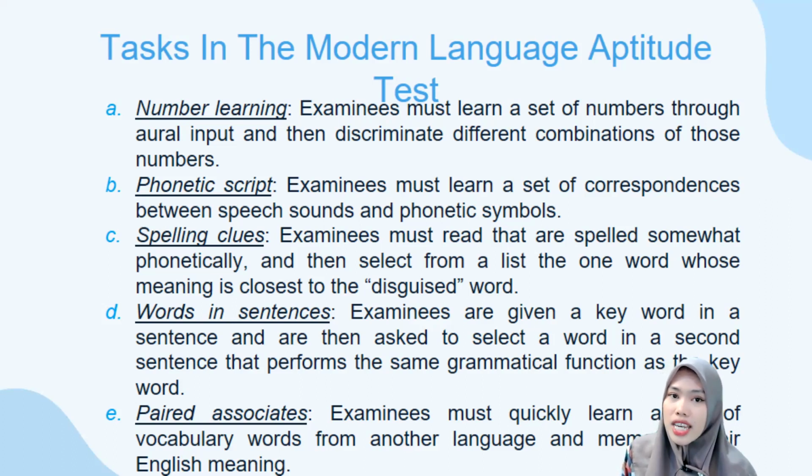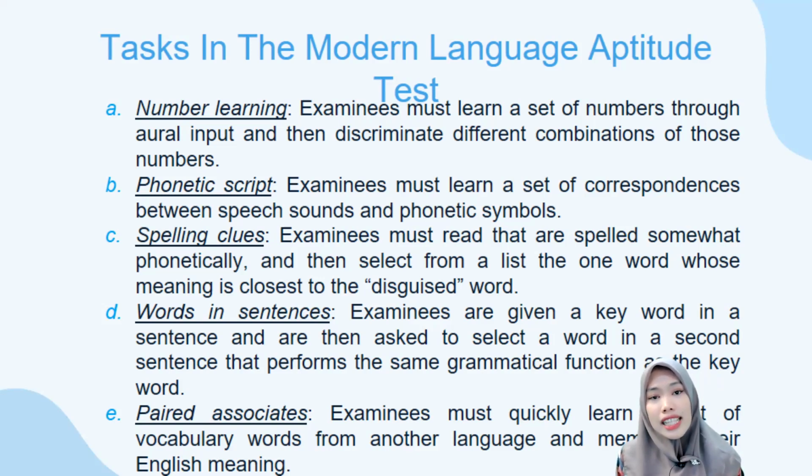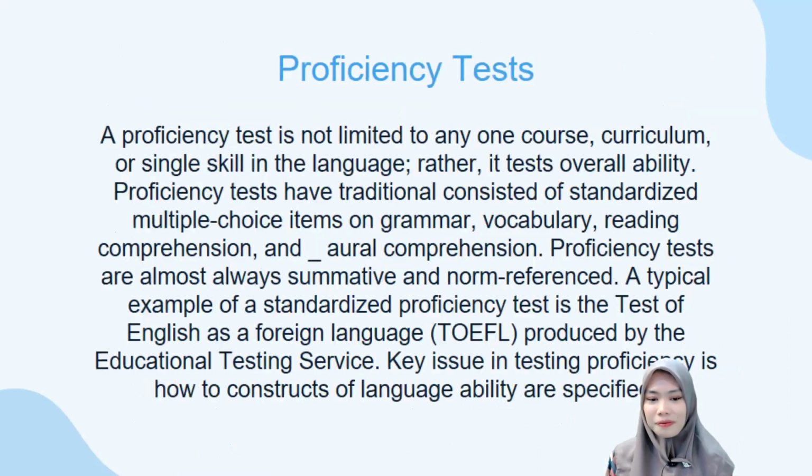And then the fourth is words in sentences. Examinees are given a keyword in a sentence and are then asked to select a word in a second sentence that performs the same grammatical function as the keyword. All right, and the last is paired associates. Examinees must quickly learn a set of vocabulary words from another language and memorize their English meanings.